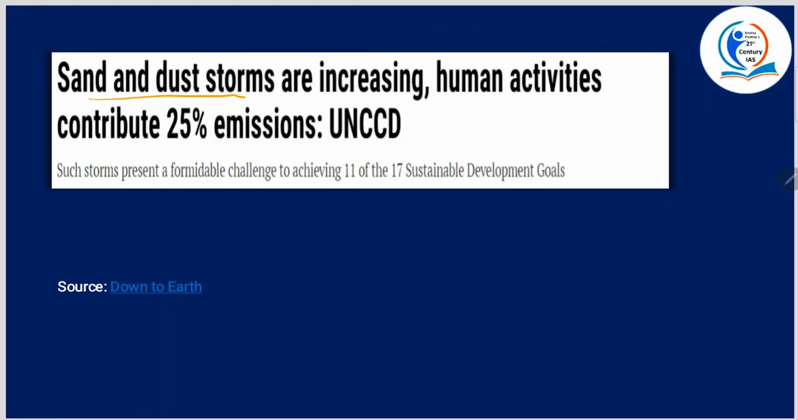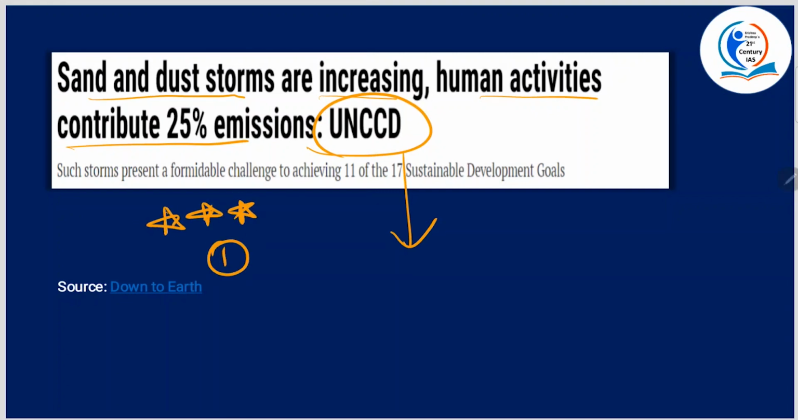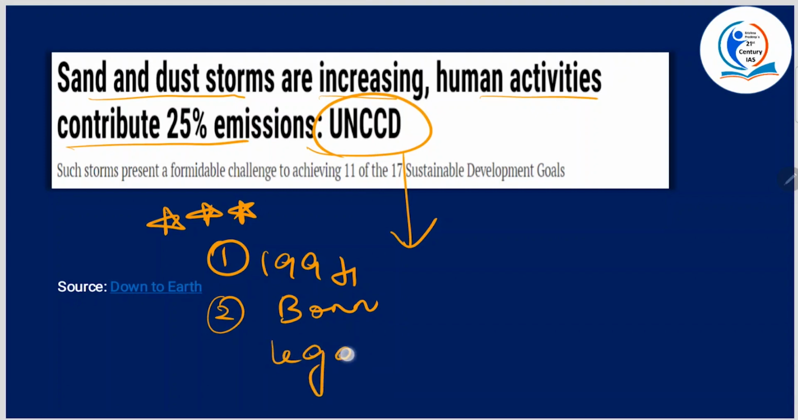Yeah. Sand and dust storms are increasing. Human activities contribute to 25% of the emissions, says UNCCD. Now, what is UNCCD? It is United Nations Convention to Combat Desertification. This is very, very important. So, we will see some basics about UNCCD in prelims perspective. Okay. So, it was in place in the year 1994. Its headquarters is in Germany, Bonn. It is legally binding, and it is the only convention stemming from Agenda 21.